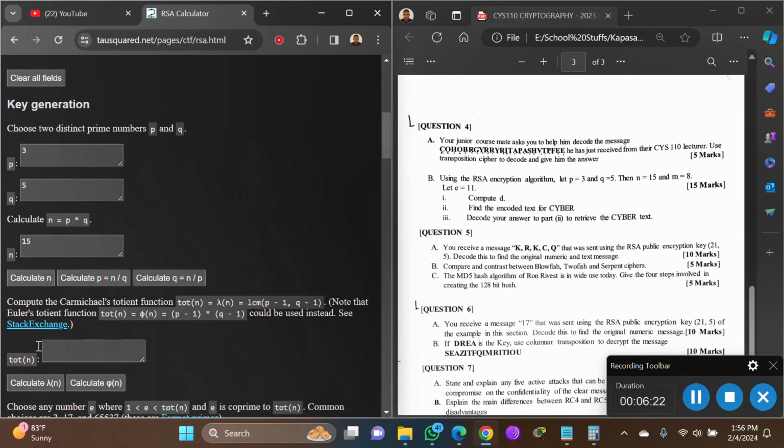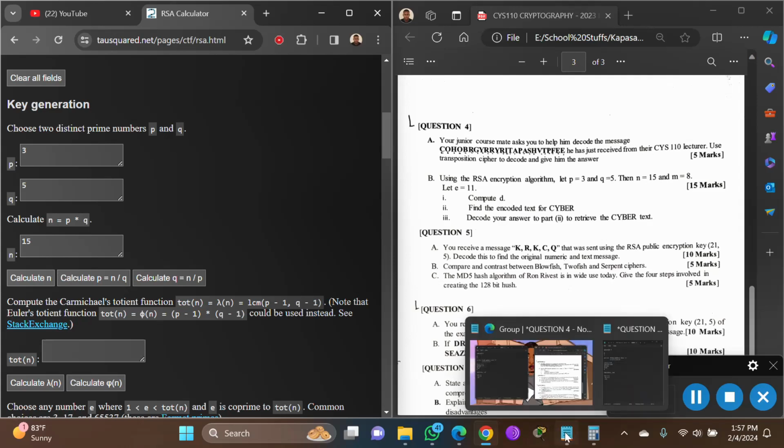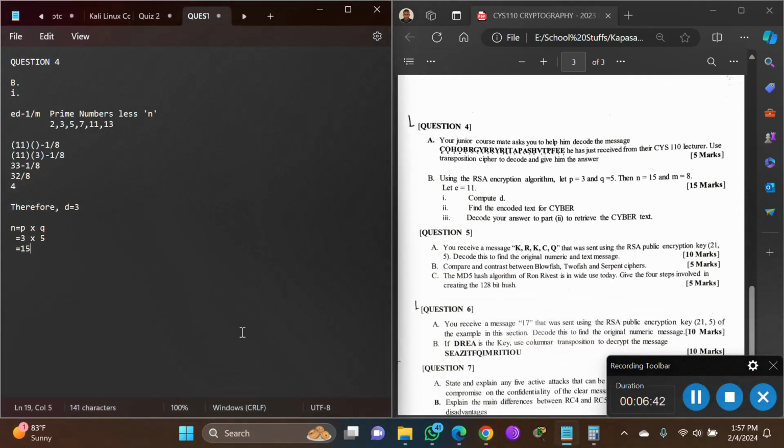Okay, let's see something else. Now you are seeing calculate phi, the symbol which looks like a 4. Calculate phi is the same as calculating N, or rather M, calculating M, not N. So you know that for us to calculate M, we need to say P minus 1, then times Q minus 1.